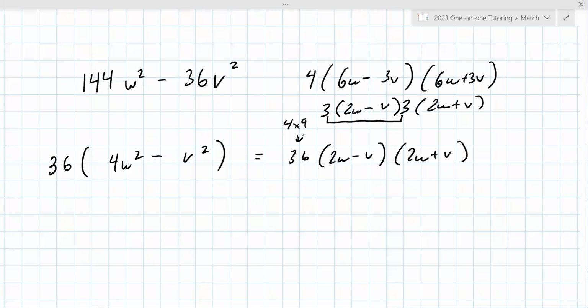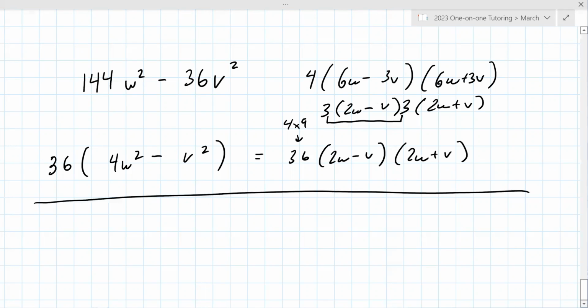Okay, so let's just reset here. We're going to move to a different type of factoring problem.